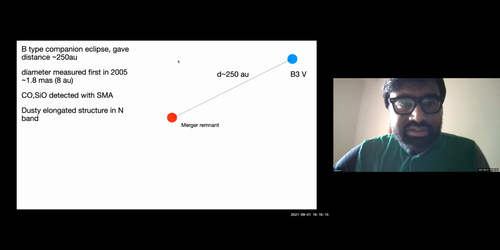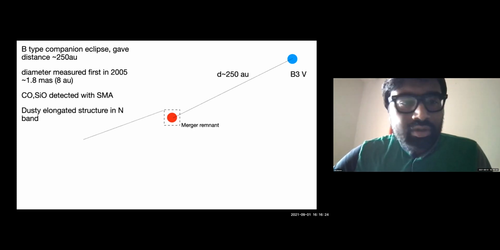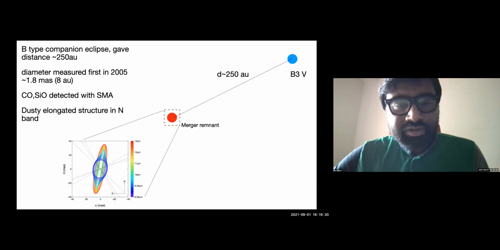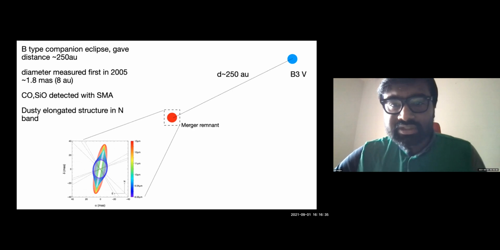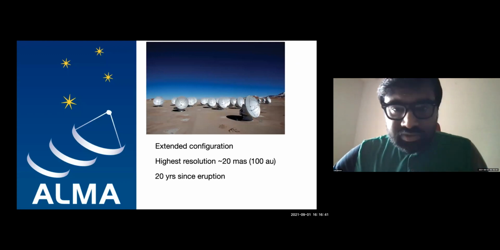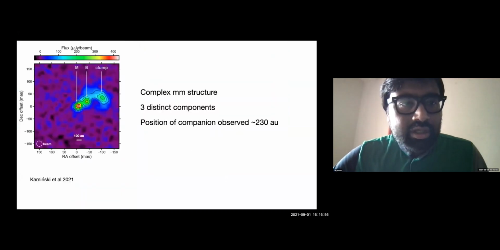A study of the spectra with the Submillimeter Array revealed CO and SiO emission features. And also, another interferometric study in 2014 revealed the presence of a stretched, elongated structure around the central merger remnant. All right, so for one of our studies, we used the ALMA array. We used it in the extended configuration, which enabled us to have very high resolution of up to 20 milliarcseconds. And these observations were carried out about 20 years after the eruption.